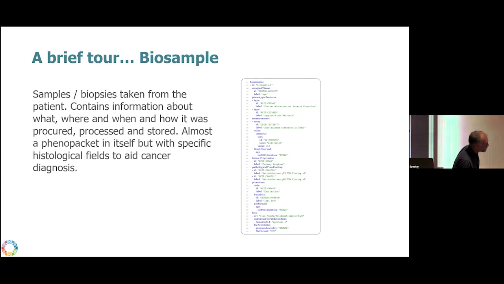And then notice down here that we've got the procedure, so how the actual sample was taken as well. So we've got a code here that we're using to say that it was taken from enucleation of the eye, and then the site that it was taken from, so it's the left eye, and also where it was performed. So there's hopefully enough provenance in here that can be useful for the diagnosis. And then the last thing here, we've got files. So a tumor sample was taken, and it's linked to a PCR file for this particular biosample.